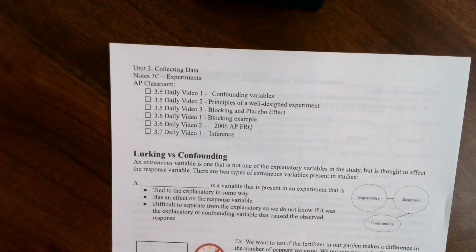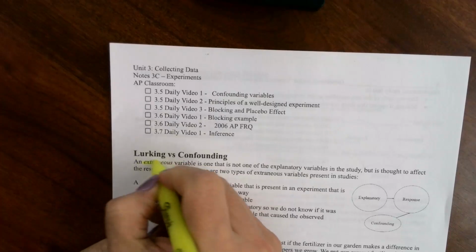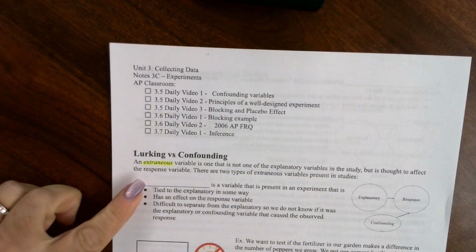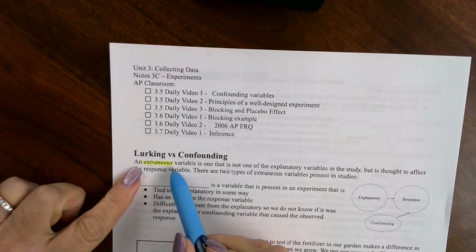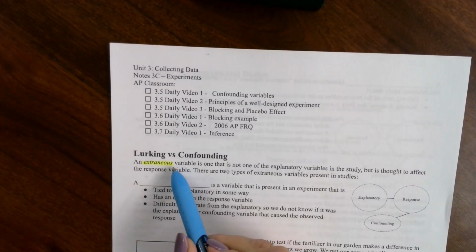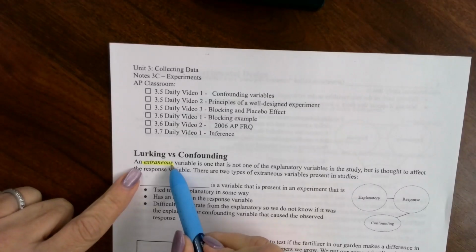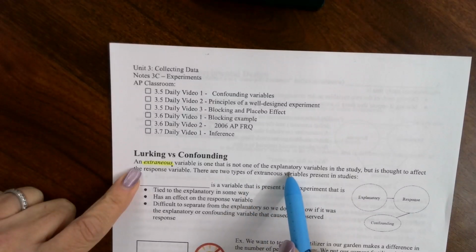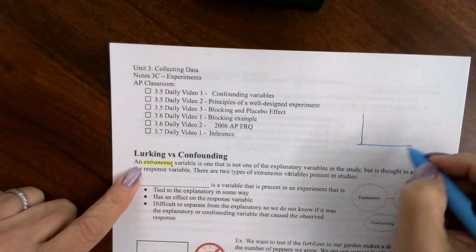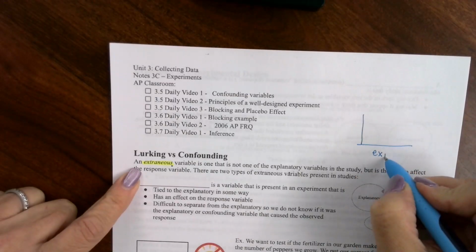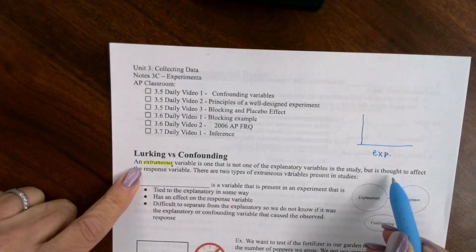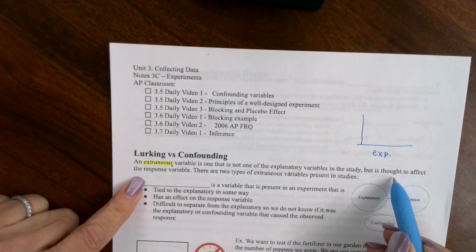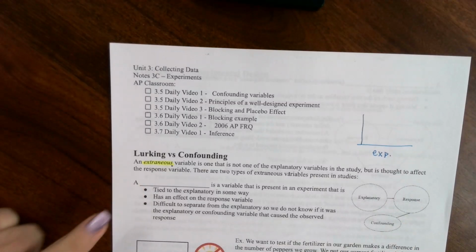And so we have something in stats called an extraneous variable. In your algebra classes or pre-cal class, extraneous is something that doesn't work, right? So we get a variable or an answer and we plug it back in and it doesn't work. What happens here with an extraneous variable is it's not one of the explanatory variables in the study. Remember, our explanatory variable is going to be down here on our x-axis. So it's not an explanatory variable in the study, but is thought to affect the response variable. There are two types of extraneous variables.